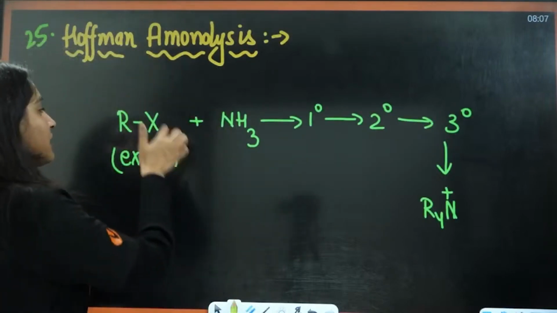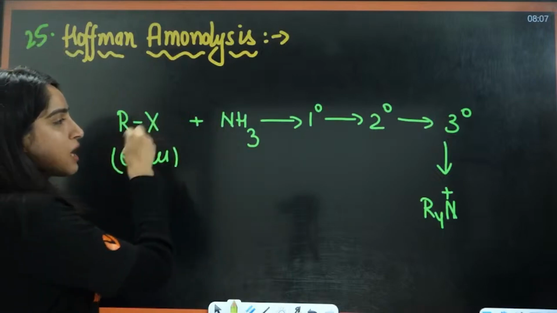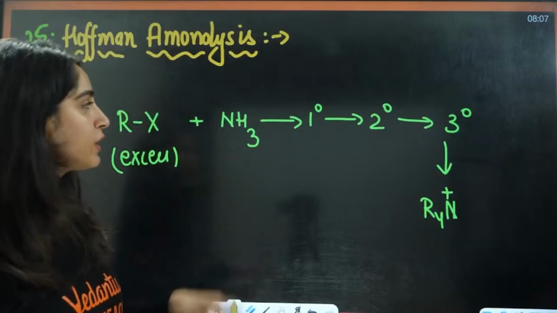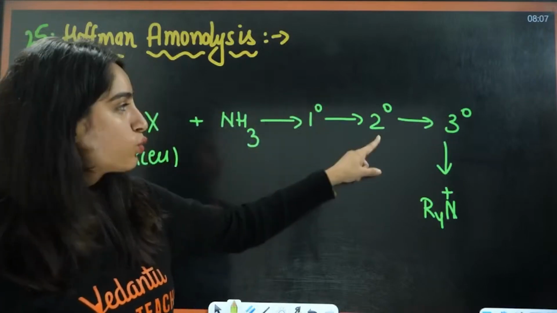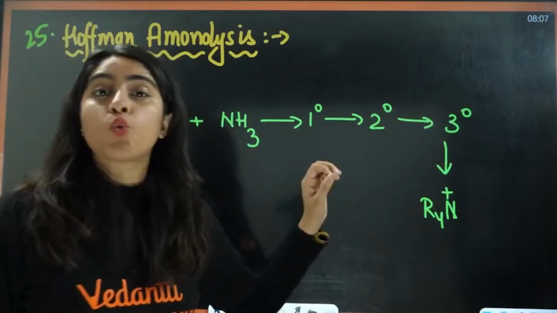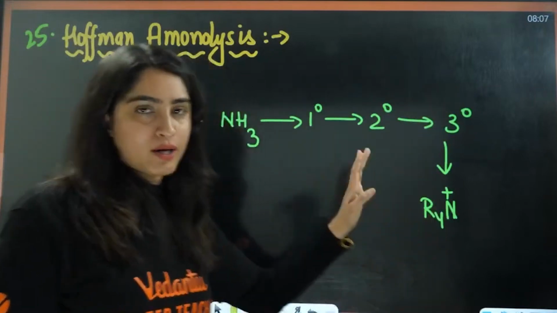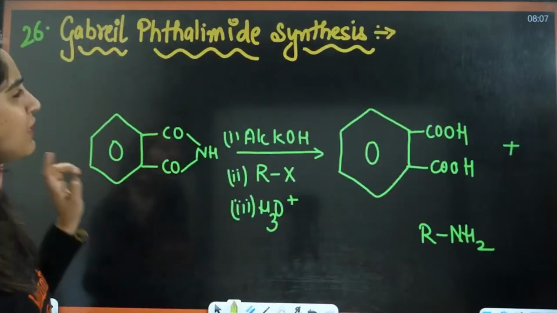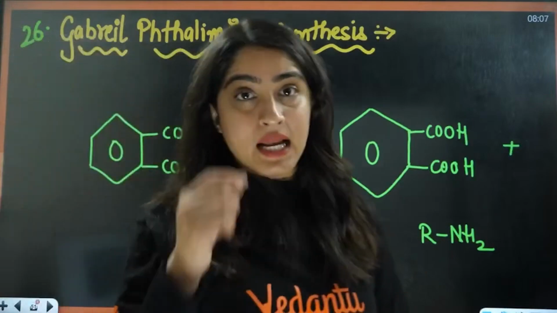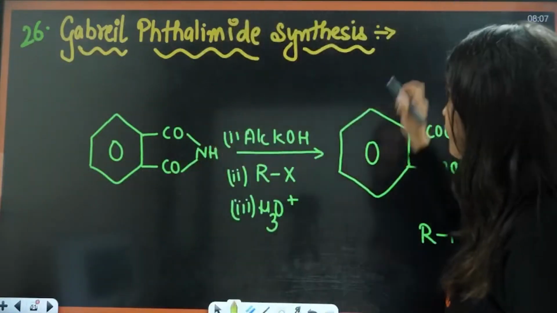In that case, in the excess of this alkyl halide, ammonia will be converted to 1 degree, then to 2 degree, then to 3 degree, then to quaternary ammonium salt. Yes. Next we have the Gabriel phthalimide reaction. Very important reaction of amine.